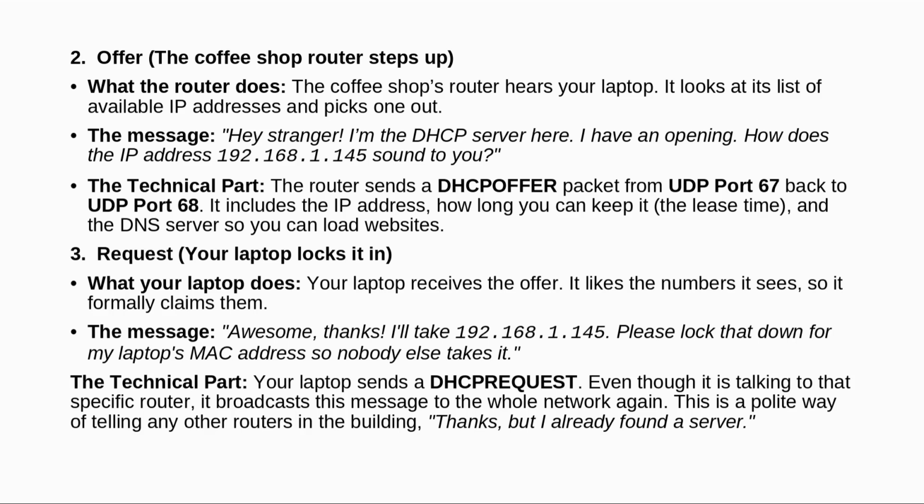The message it sends to the client is, hey stranger, I am the DHCP server here. I have an opening. How does the IP address 192.168.1.45 sound to you? The router sends a DHCP Offer packet from UDP port 67, which is the server part, back to UDP port 68, which is the client part. It includes the IP address, how long you can keep it, which is the lease time, and a DNS server, so you can load websites. So that is basically what happens.